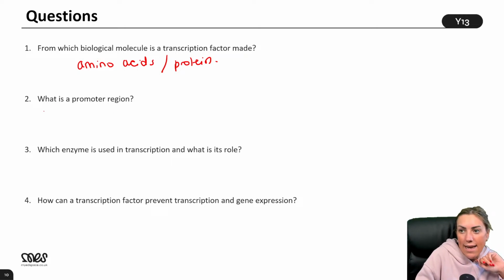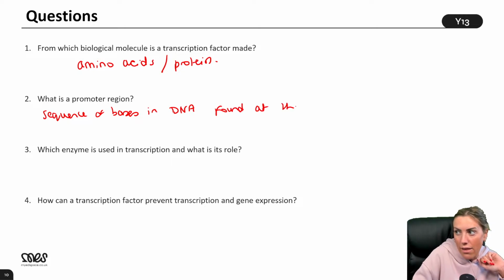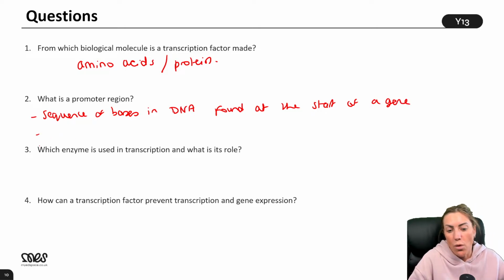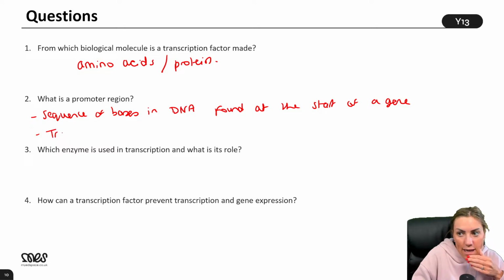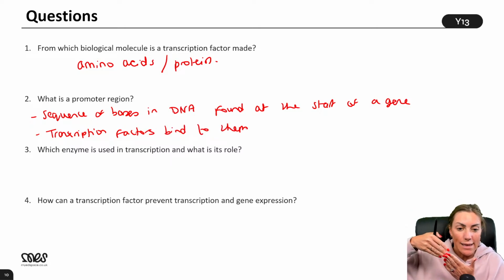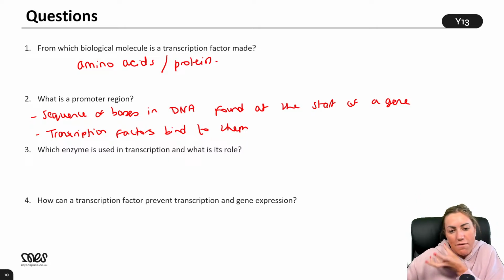So we could say, yeah, it's a sequence of bases in DNA found at the start of a gene. We could also say, I mean, this isn't an exam question, this is just one of my questions, we could also say transcription factors bind to them. Okay. And that will be because of the shape of the transcription factor being complementary to that specific sequence of bases.